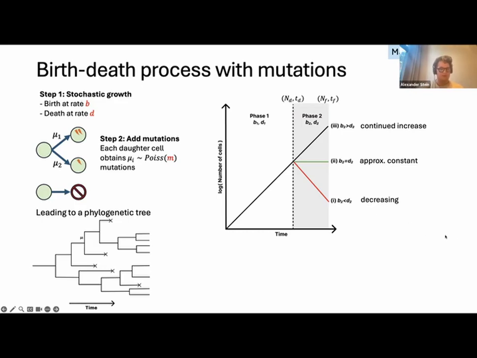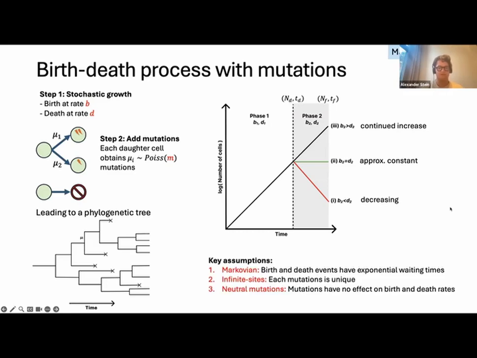Now there are three thinkable, qualitatively different scenarios that can happen. The treatment is effective and we have a decreasing population. It can maybe also stay approximately constant, or maybe treatment is not effective and then we will have a continued increase.